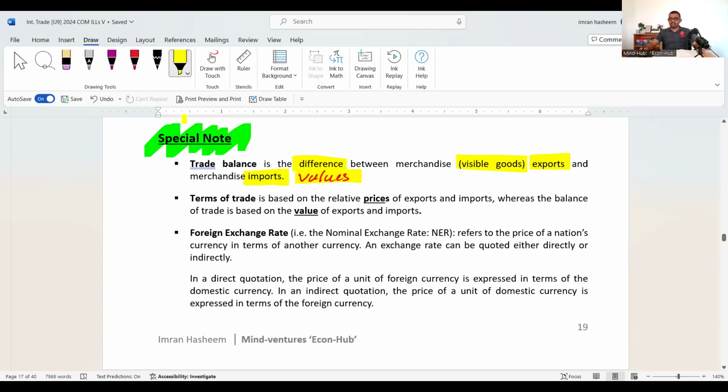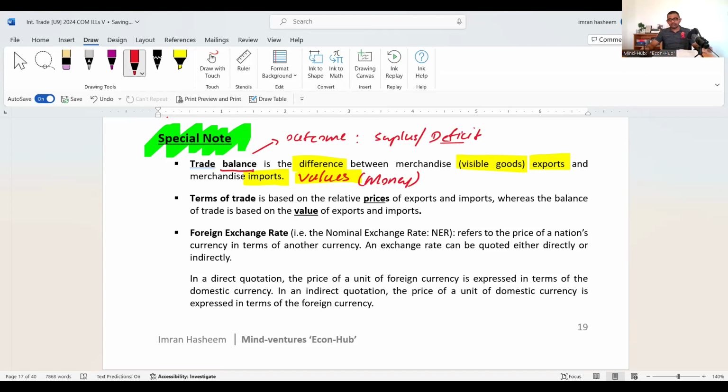So it's a balance, by the way. That's also important. It's not an index. It's a money value. And it could be a surplus or a deficit. So I'll write it here: money value, and the outcome is either a surplus or a deficit. In Sri Lanka, it's right.